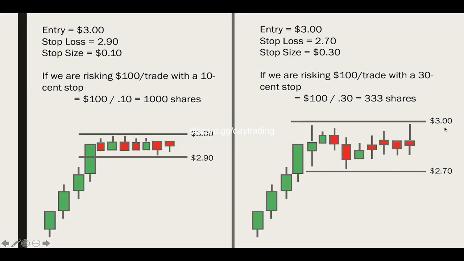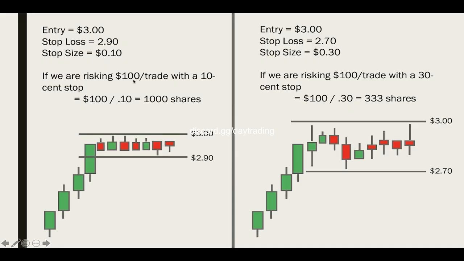$3 minus 270, that's 30 cents, a 30 cent stop size. Meaning if we get in at $3, that's our entry point, and it drops 30 cents to 270, the bottom of the base where we have support, that's when we exit the trade. Okay? So hopefully that makes sense. Stop size 10 cents here, stop size 30 cents here.